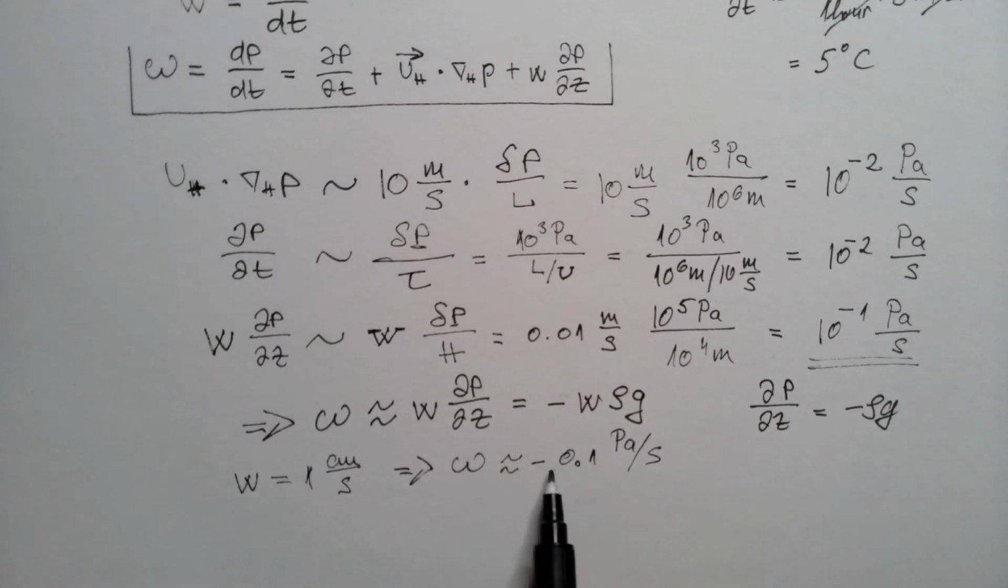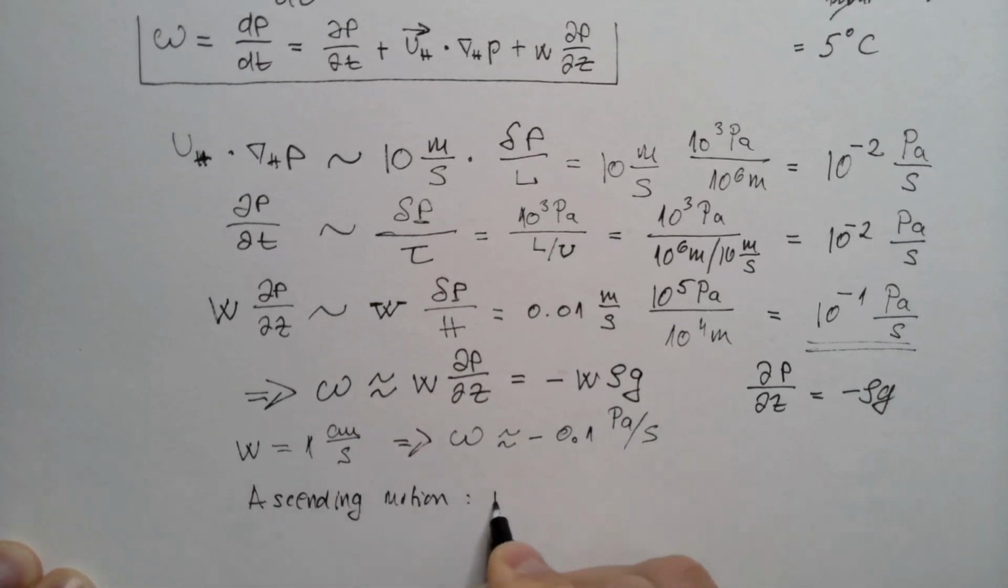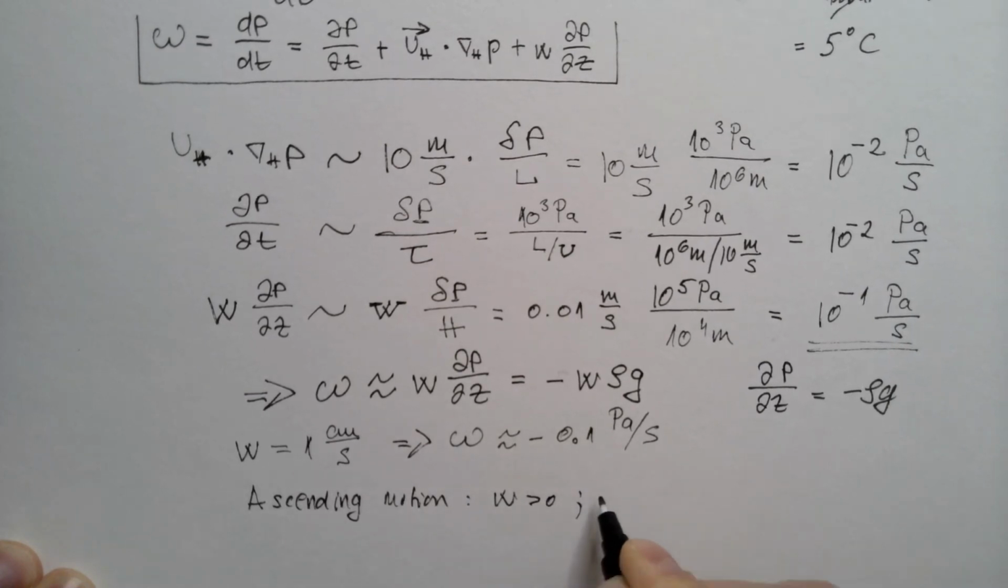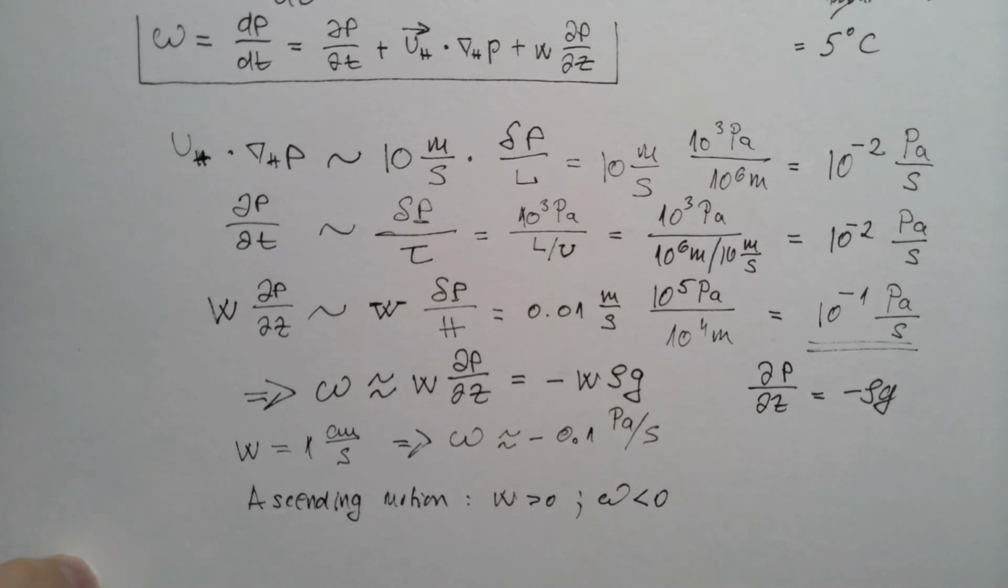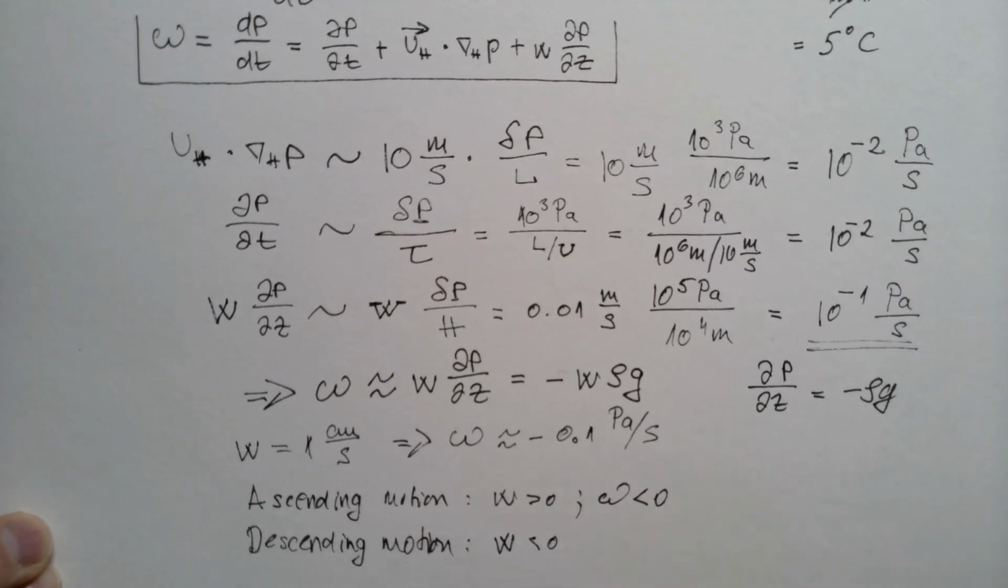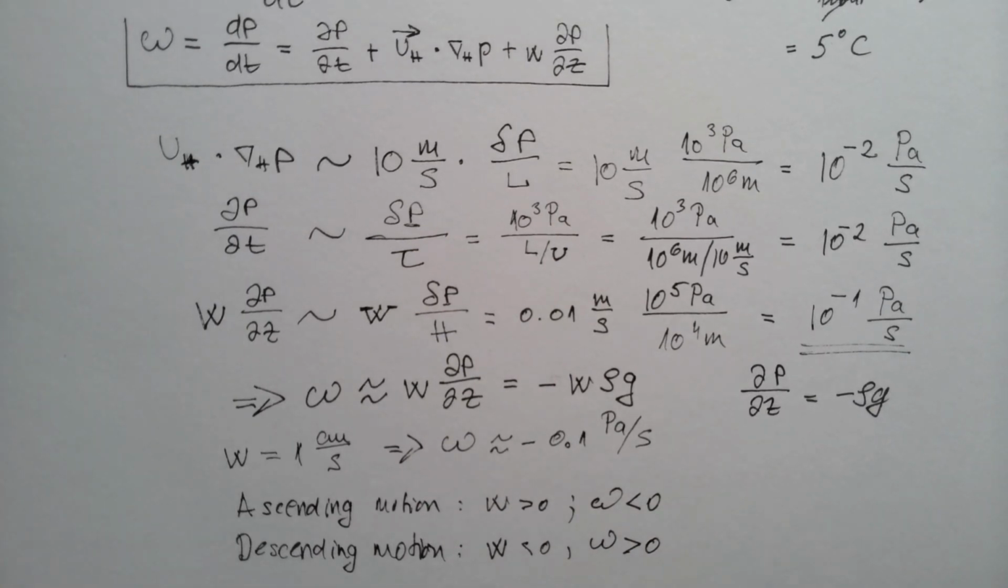Yes, negative, because positive W means upward motion, and that means pressure is decreasing with height. So maybe it would be also good to write that down, so let's do that. Ascending motion means W is positive, but at the same time omega is negative because pressure is decreasing with height. Descending motion means W is negative, but omega is positive because pressure is increasing as we approach Earth's surface.